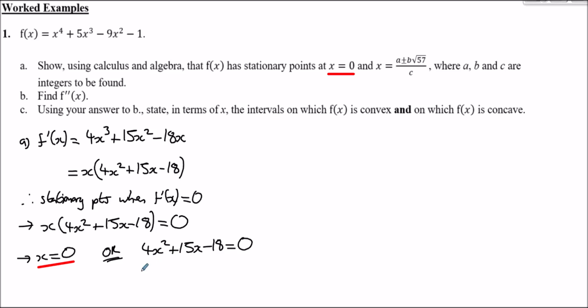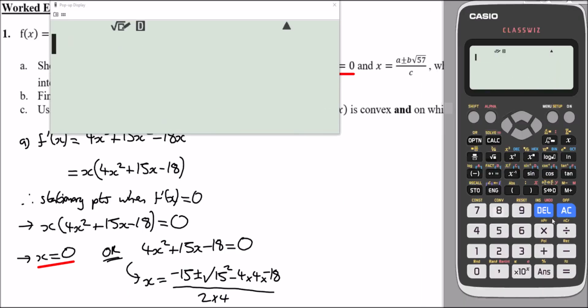So from here, what we can do is use the quadratic formula. So x is going to be equal to minus b, minus 15, plus or minus the square root of b squared, which is 15 squared, minus 4 times a, which is 4, times c, which is minus 18, all over 2 times a, which is 2 times 4. So we just type this into our calculator. It's a show that question, so we can't just rely too heavily on the ClassWiz.